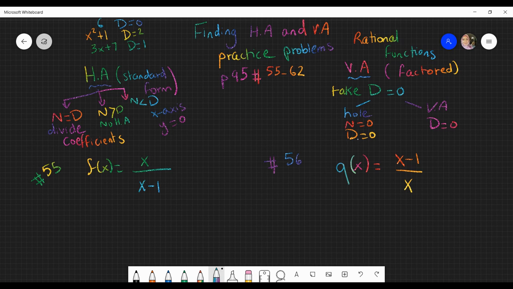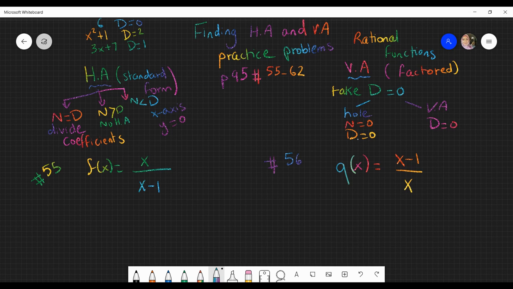And a quick review about degree. If I have a constant, the degree of a constant is 0. It doesn't have any variable next to it. For example, x squared plus 1, the degree is 2. 3x plus 7, the degree is 1. So the degree is the highest exponent.